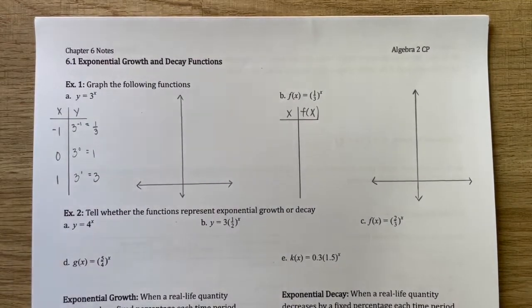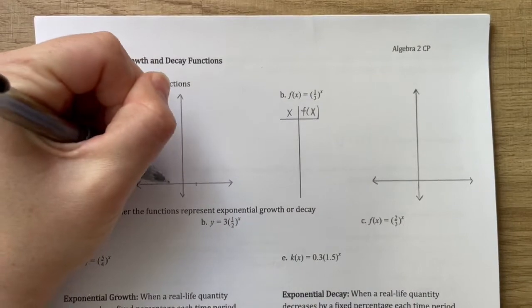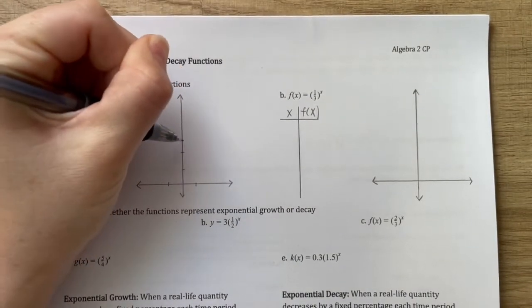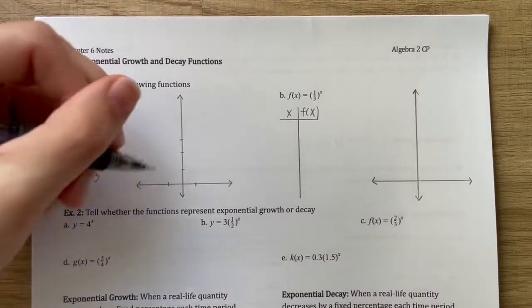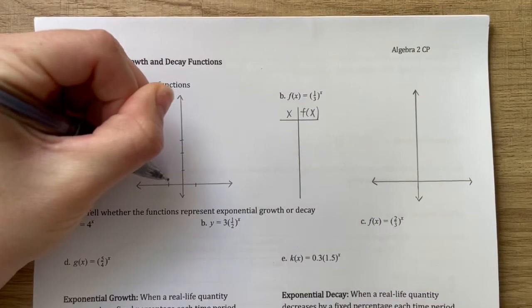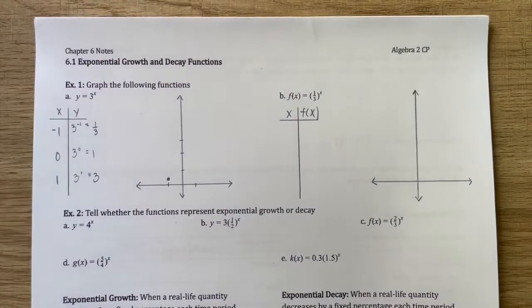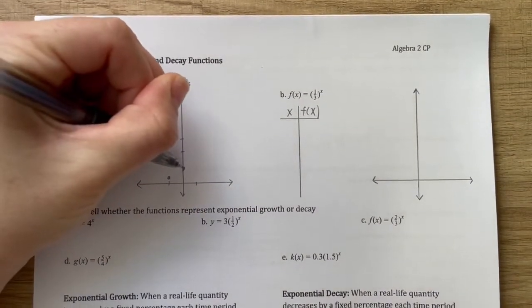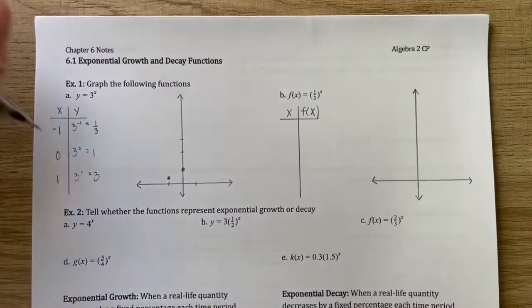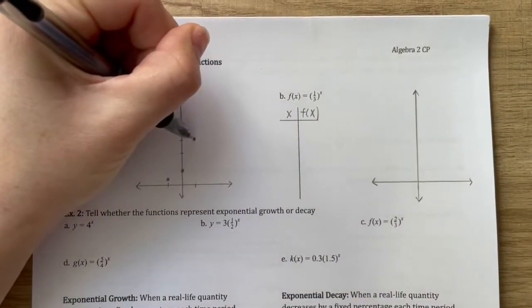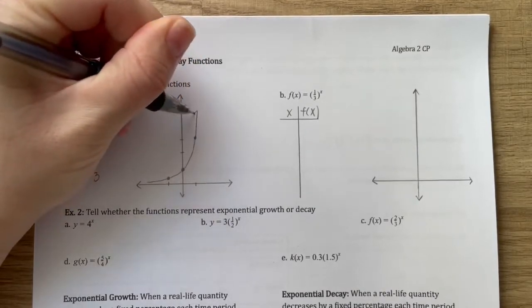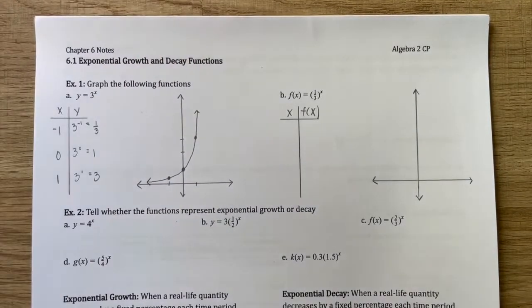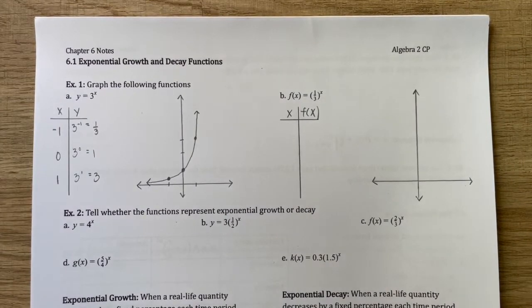So then we can start to graph these. If we scale our x and y axis, I have a point at -1, 1/3, so left one up about 1/3, and just do your best to estimate it. 0, 1, and then 1, 3. So right one up 3. And then we can connect our points, and you can see that the graph increases really quickly.